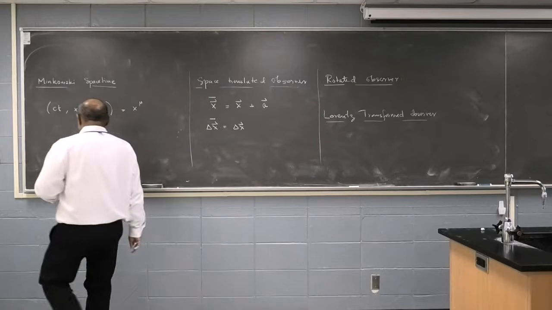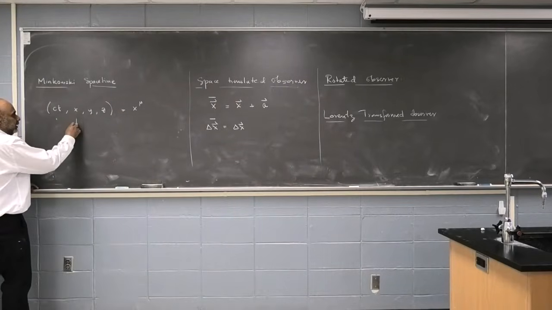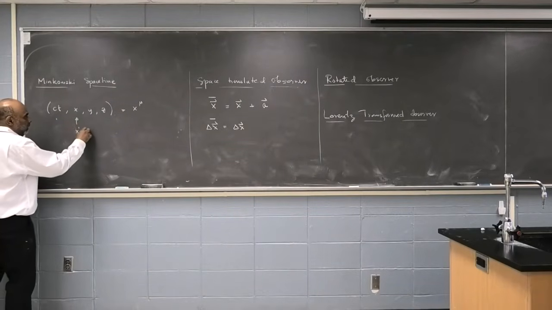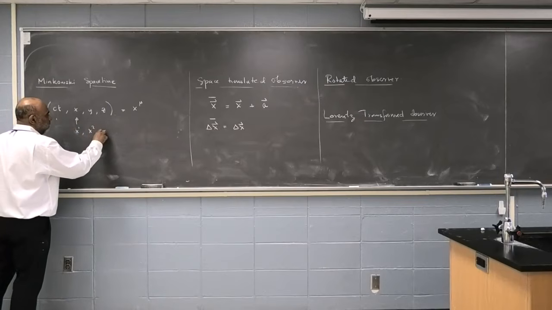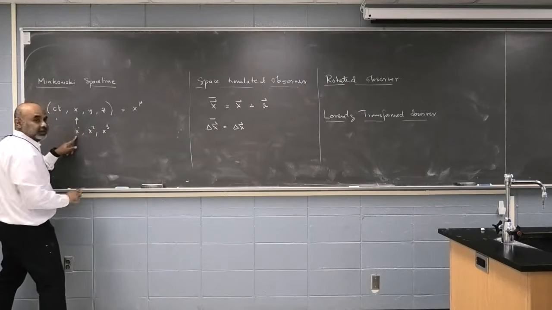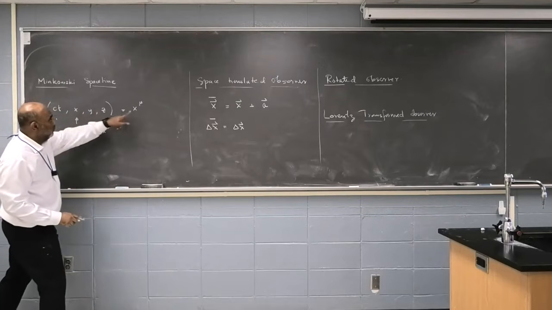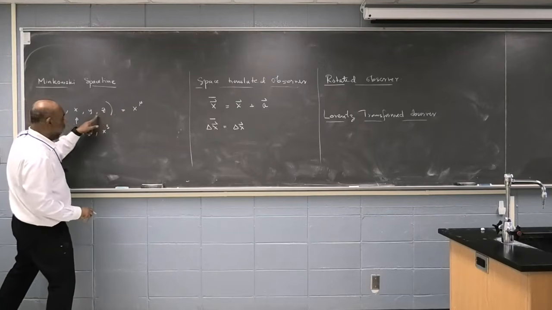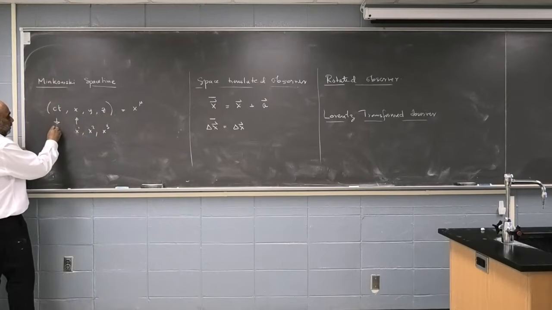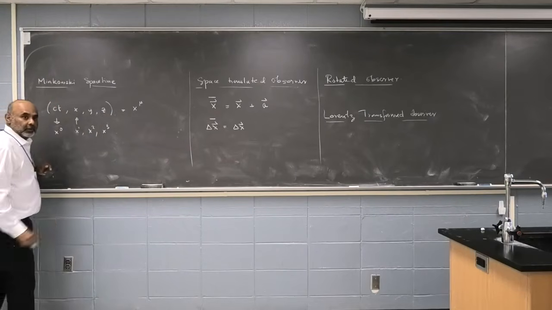So this is x1, x2, this is x3. When mu equals 1, it's the x coordinate. When mu equals 2, it's the y coordinate. When mu equals 3, it's the z coordinate. This is mu equals 0.